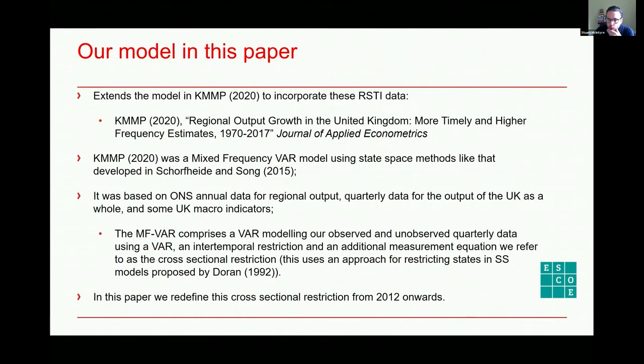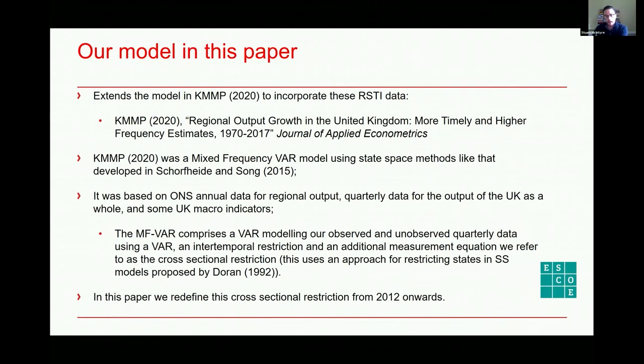So what we're doing in this paper is taking that earlier paper we referred to with our initials as KMMP, which is essentially a mixed frequency VAR model, vector autoregressive model. And what that's doing is modeling a set of time series variables observed at different frequencies. So in our case, the mixed frequency aspect of that original model arises because we have quarterly data at a UK level and annual data at a regional level.